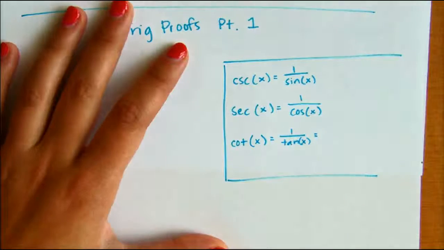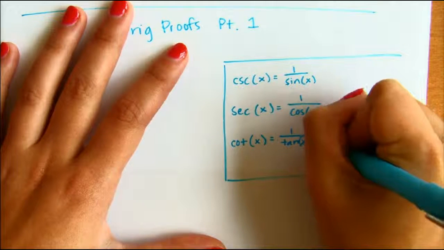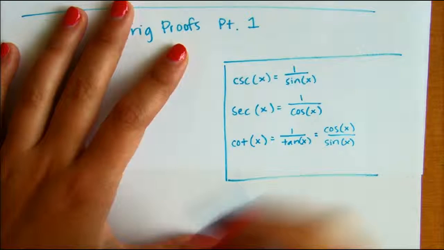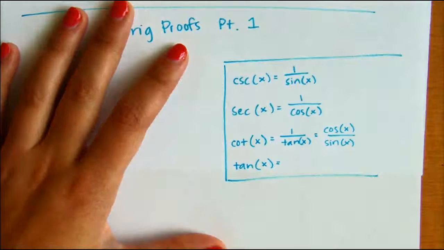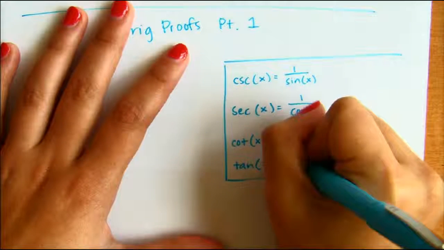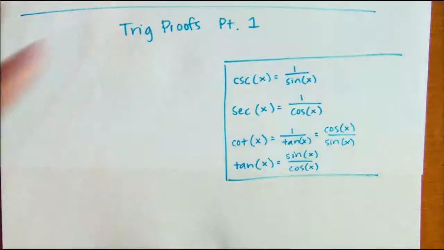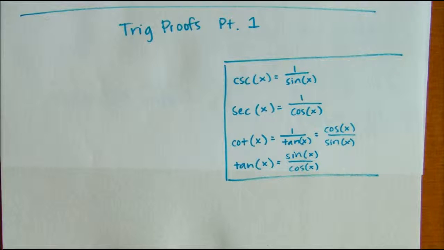I also know that it's equivalent to cosine of something over sine of something. The last one that we're going to add in is just tangent. We're going to be using this one. I know that tangent is equivalent to sine over cosine. And we're going to be using all 4 of these throughout some proofs today.